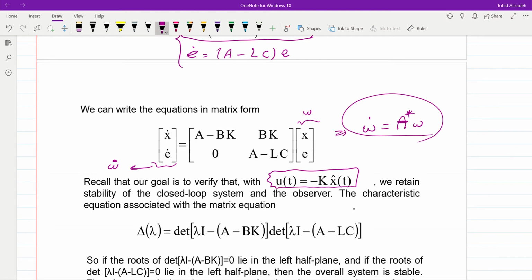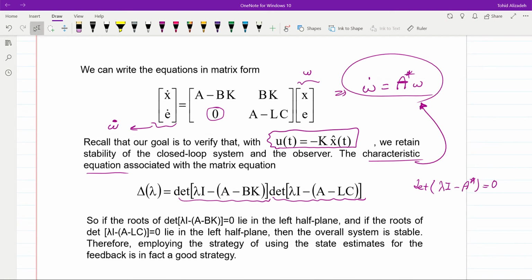Now, if we find the characteristic equation for this system, it will be the determinant of lambda I minus A star equal to 0. And the determinant of lambda I minus A star could be divided into these two determinants: the determinant of lambda I minus (A minus BK) and the determinant of lambda I minus (A minus LC), because we have this 0 over here. So indeed we have the matrix in block form.